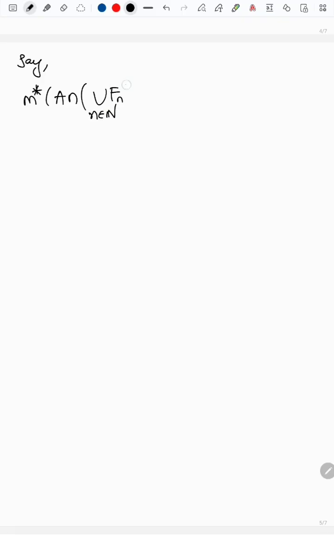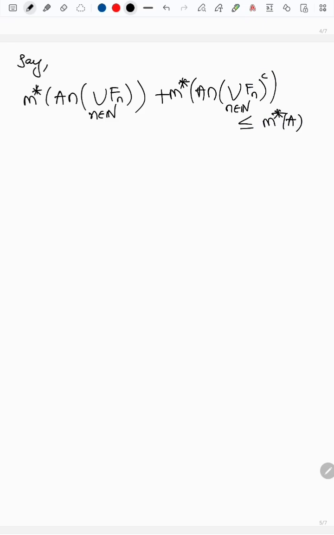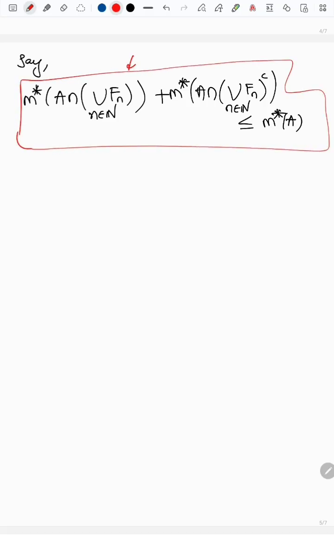Now, m star of A intersection with the union of Fn, n belongs to N, plus m star of A intersection with the complement of the union of Fn, should be less than or equal to m star of A. This is the goal. Keep the goal in mind; this is the goal we are looking for.